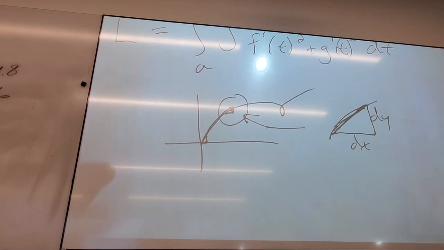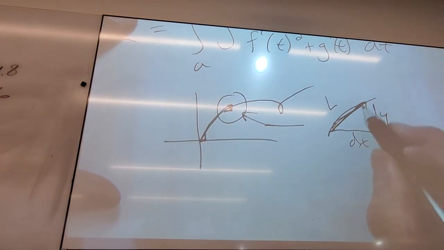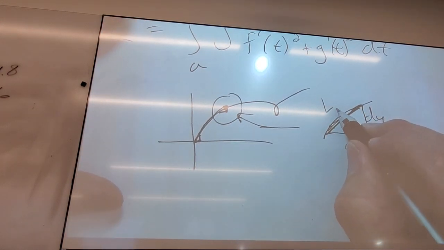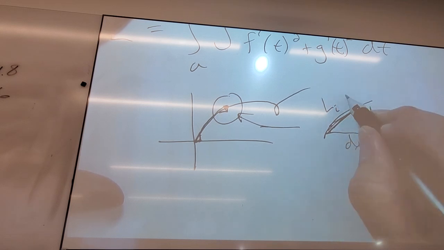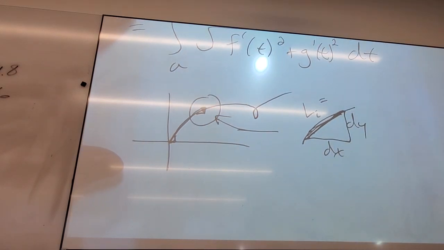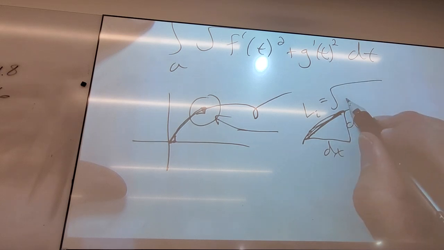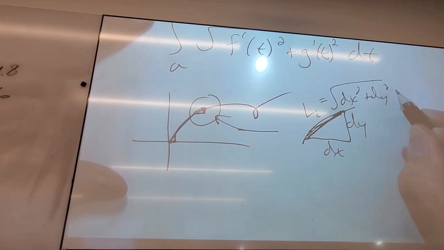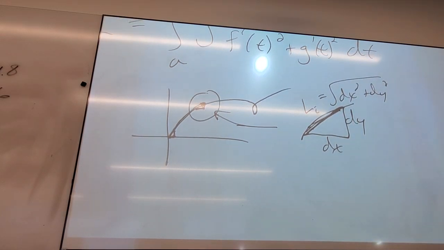So the length, let me call this L. You can do it, Jeff. L would be the square root of dx squared plus dy squared. Is that cool? Maybe? Yeah. Okay.